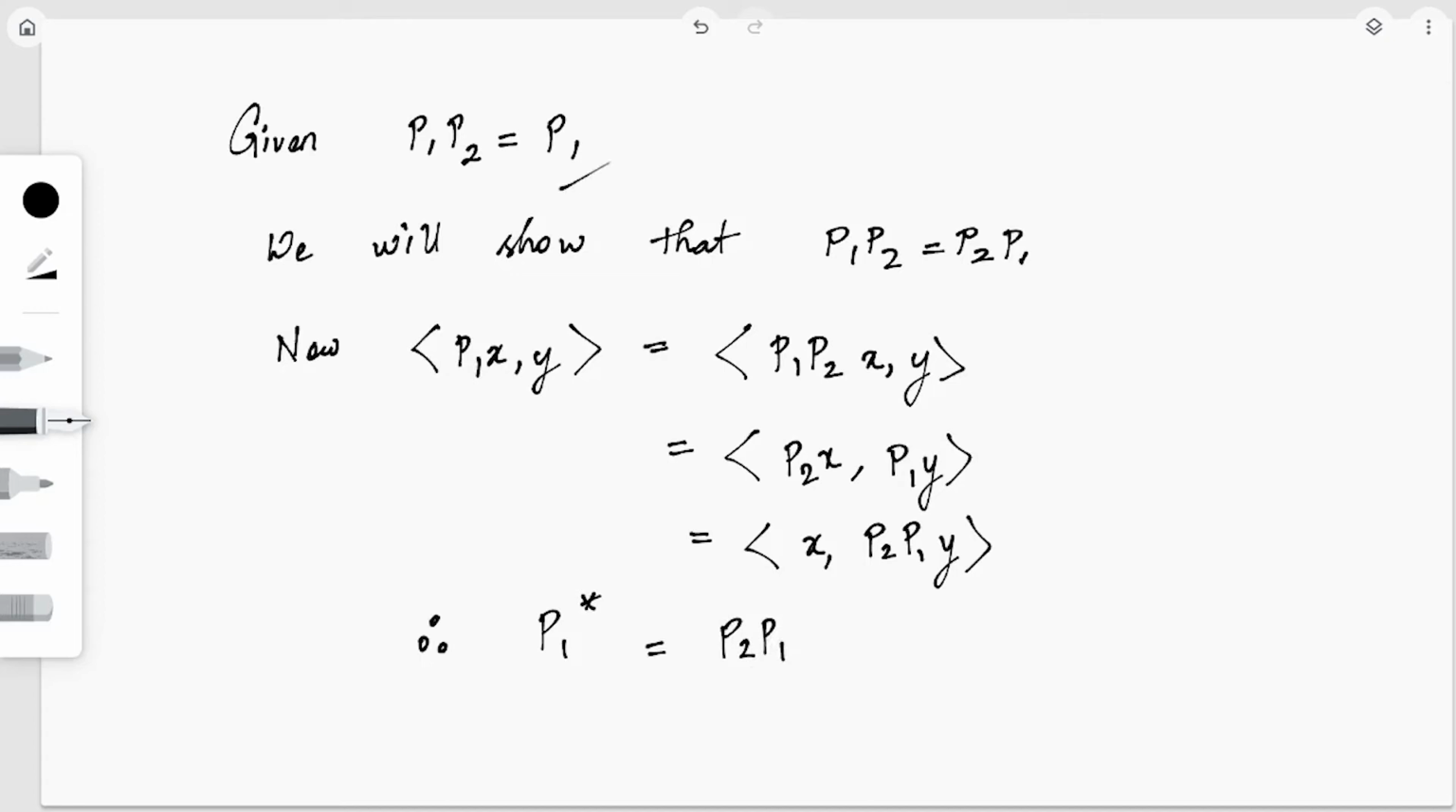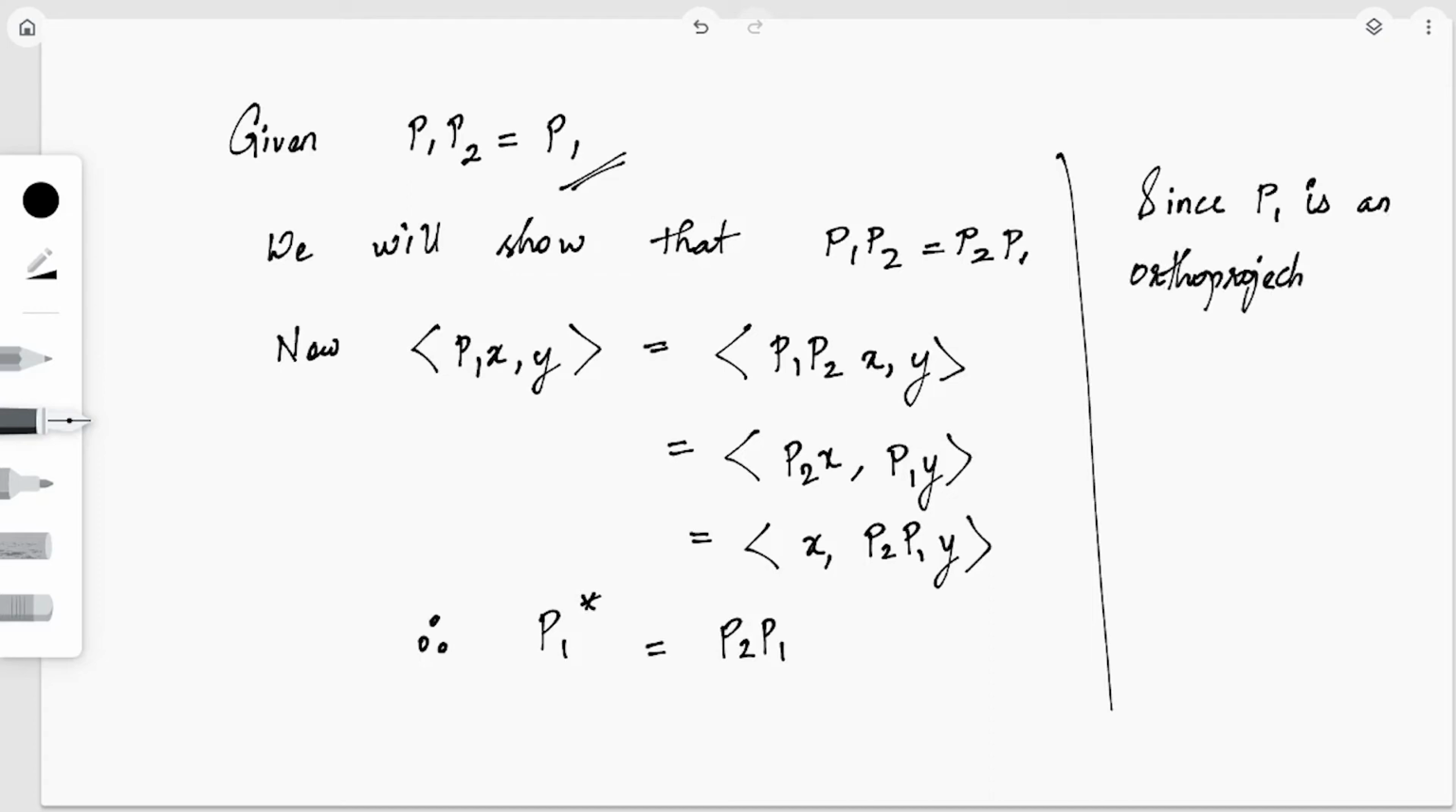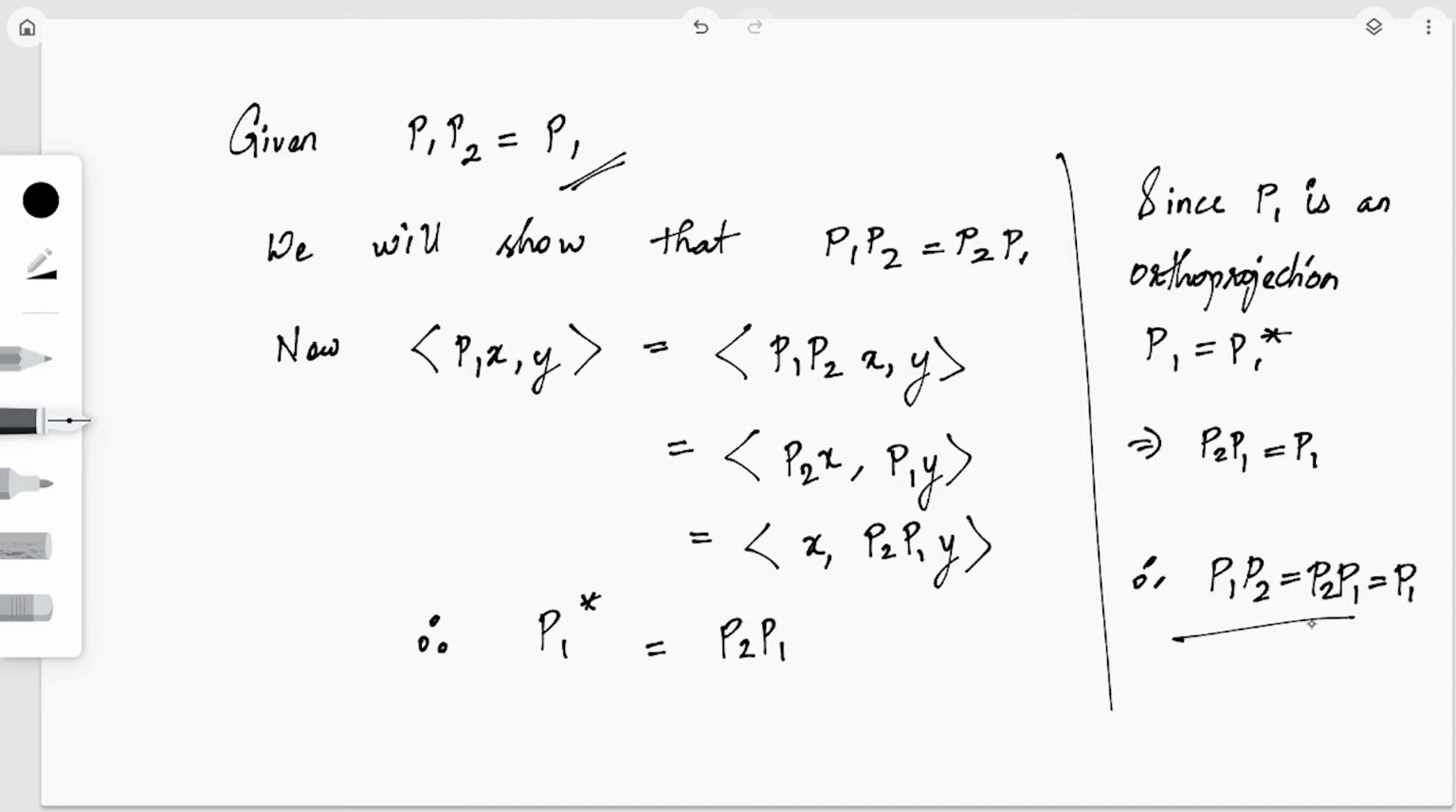Now P1 is an ortho projection, so let me just write it down. Since P1 is an ortho projection, P1 equal to P1 star. So this implies I get P2 P1 is equal to P1. Therefore, what have we got? We have got P1 P2 equal to P2 P1 equal to P1.